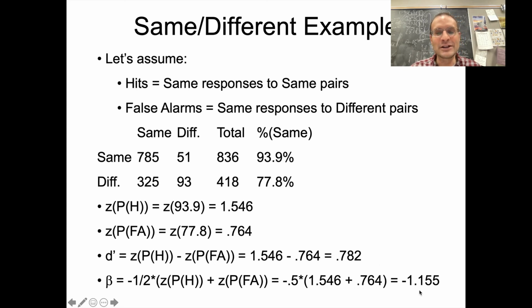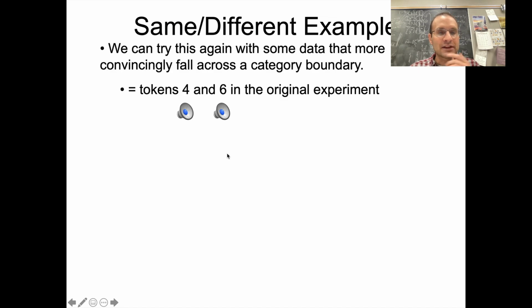So the negative number here means more bias towards same responses. We can do the same thing, and this is the last example I'll give you for now. We'll do the same thing with a couple of tokens that fall more convincingly across a perceptual category boundary. So I'll let you listen to these, and before I play them, though, I'll say that they differ acoustically kind of in the same way that the first two tokens differed.